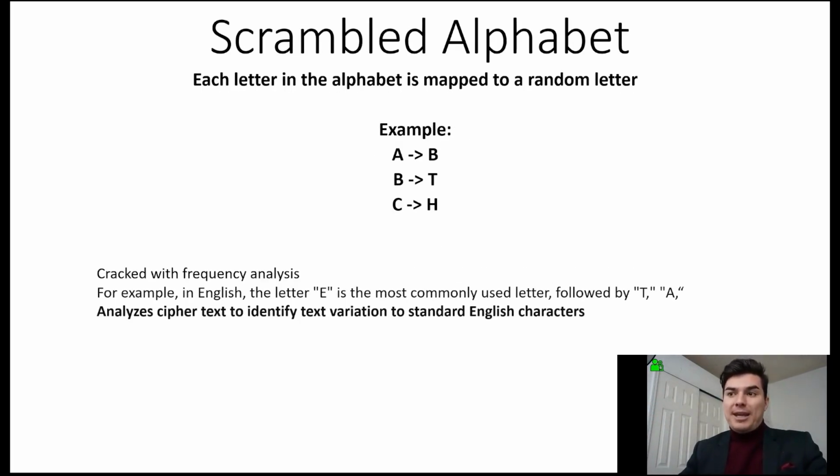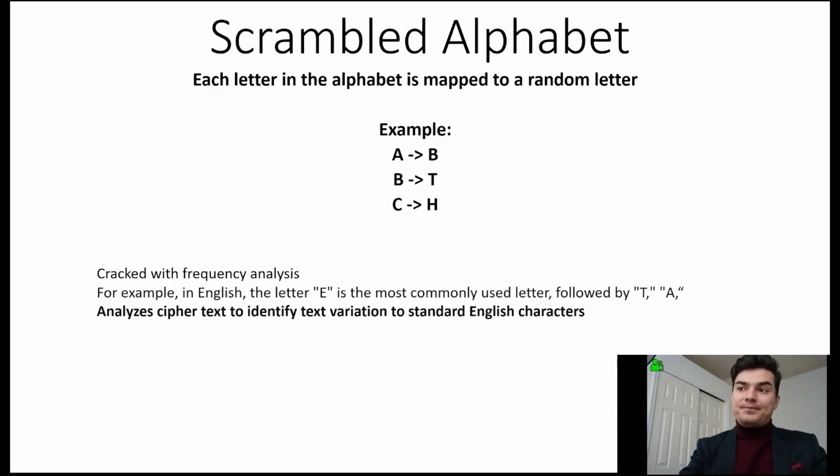The scrambled alphabet. Now, each letter in the alphabet is mapped to a random letter, such as B connected to T, or C connected to H, and so on until all 26 letters in the alphabet are connected to another letter. This is analyzed against ciphertext to identify text variation to standard English characters, and so they cracked it with frequency analysis.